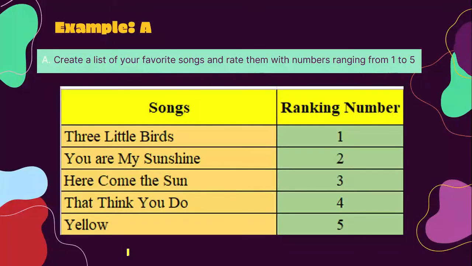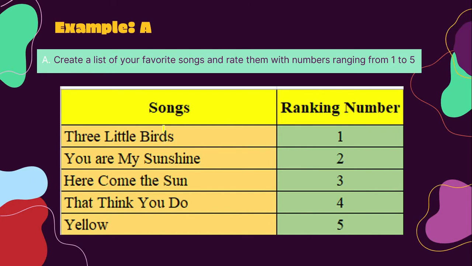Okay, this is the example, students. You do like this one. First, you have two sheets in the project. First, create a list of your favorite songs and rate them with numbers ranging from 1 to 5. This is the example. You make a list or table of your favorite songs.